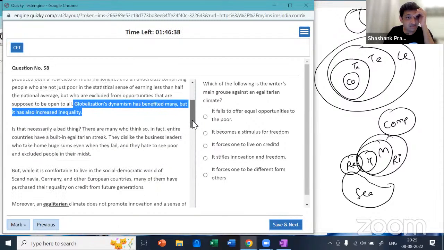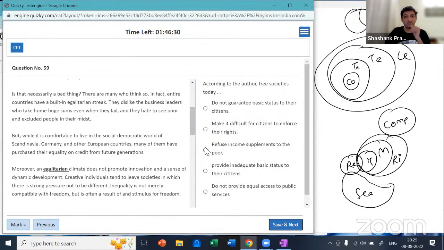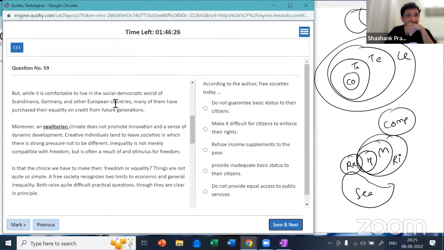Egalitarian climate. There is no opportunity as such. No, it does not give that thing. Stifles innovation and freedom. Yeah. Forces one to be different. No. Free societies today.